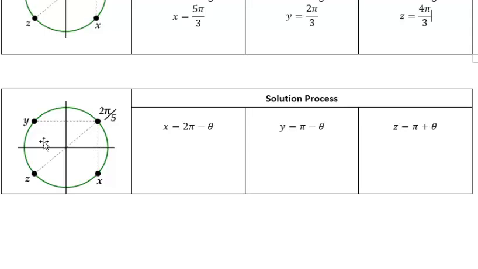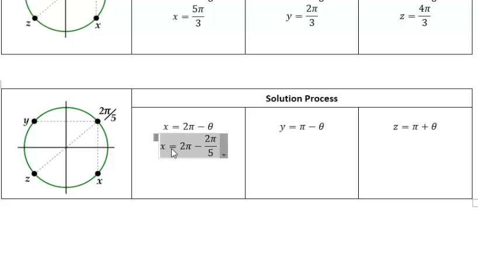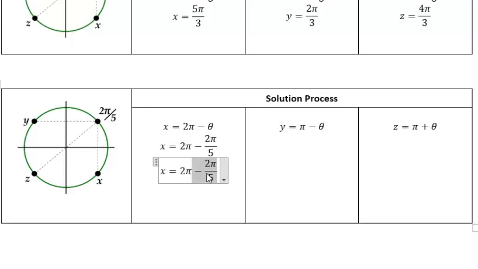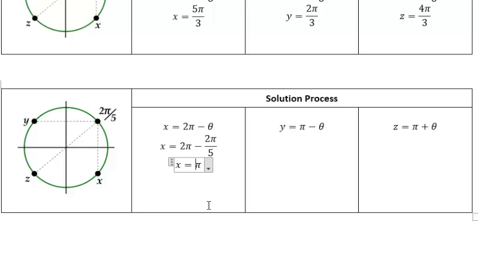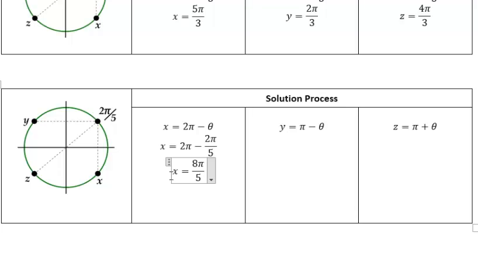Same way with these ones, okay? So if I use the same process again, to find x is 2 pi minus the angle that I'm given at the beginning. So it will be 2 pi minus 2 pi over 5. Okay? So 2 pi minus 2 pi over 5, that will give me an answer of 8 pi over 5. That will be the answer for x.